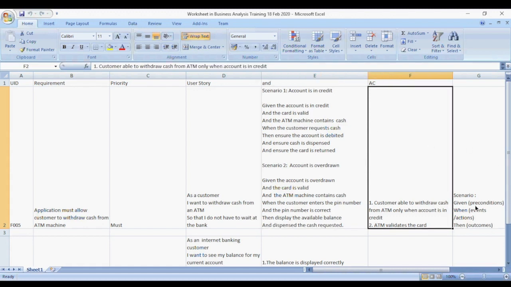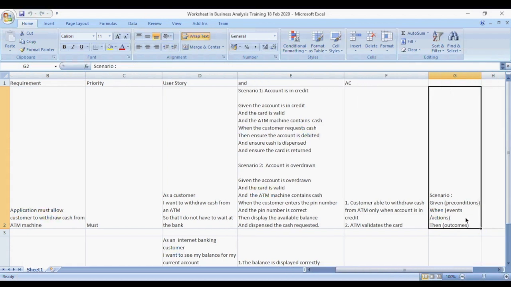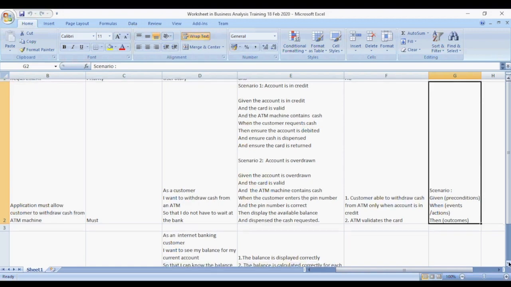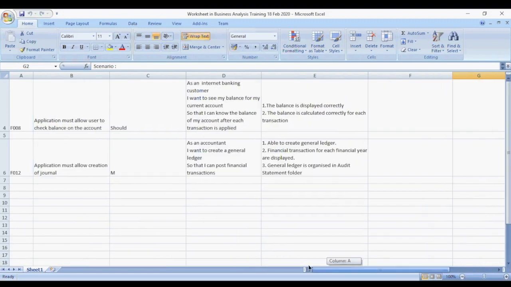So this is just to show that given is the precondition, when is the event or the actions that happen, then is the outcome. Anything like and is an additional task or additional step that you take, or maybe an additional outcome. So the and is to combine it. I think I will just stop on that. Let's see what we have in this example here.